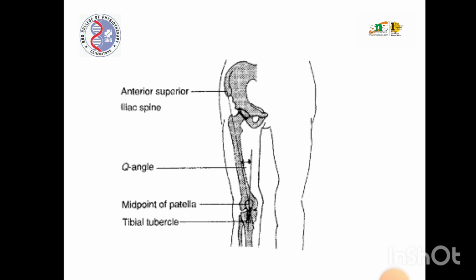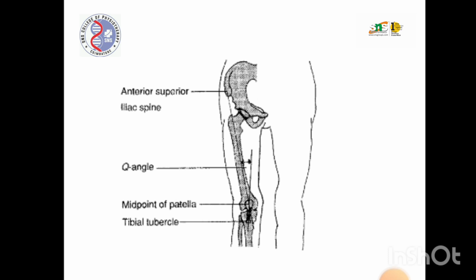In this picture, ASIS is the anterior superior iliac spine, then the tibial tubercle and the midpoint of the patella. The line from the ASIS to the midpoint of the patella, and then from the tibial tubercle to the other line. This angle is the Q angle. Mainly in poliomyelitis cases, the Q angle is reduced. Why is it reduced? Only the quadriceps muscle is weaker. The quadriceps muscle is weaker, so the angulation is reduced.